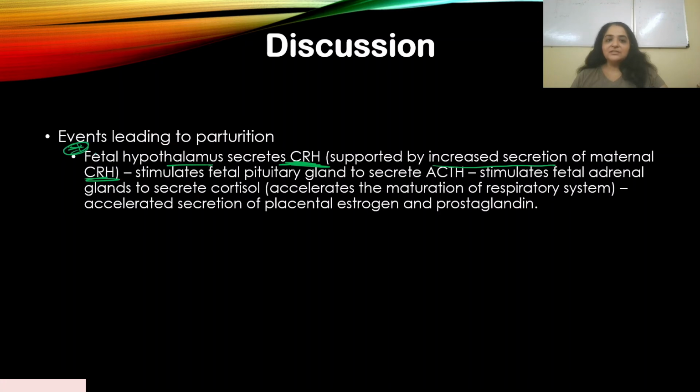Now this particular phase is a hypothesis that researchers assume there is some signal sent from the fetal side, where CRH is released. What triggers the release of CRH we don't know as yet, but there is CRH released from the fetal hypothalamus, and it is also supported by increased secretion of maternal CRH. Once the CRH is released in the fetus, it stimulates the fetal pituitary gland to secrete ACTH. So on the fetal side, you have CRH from the hypothalamus that secretes ACTH from the pituitary gland.